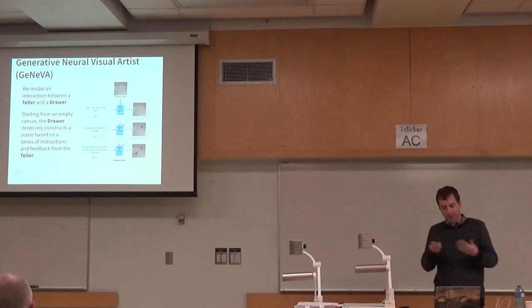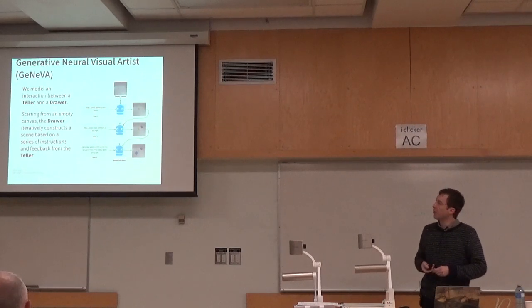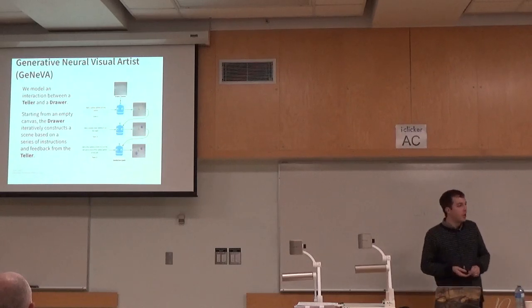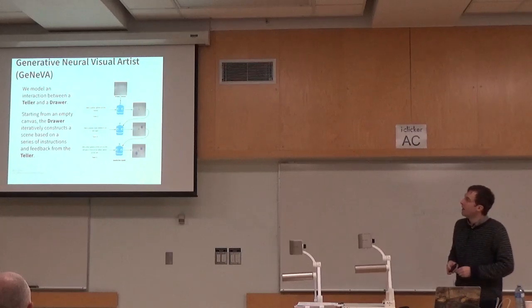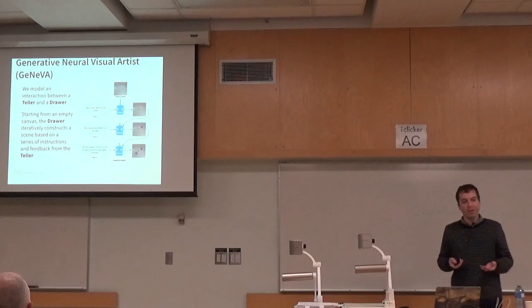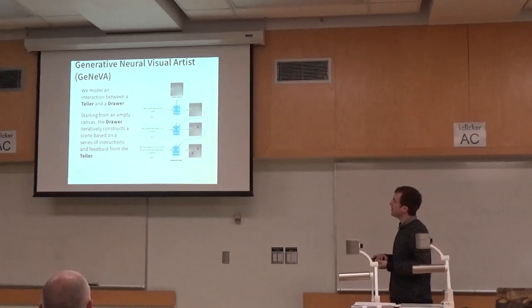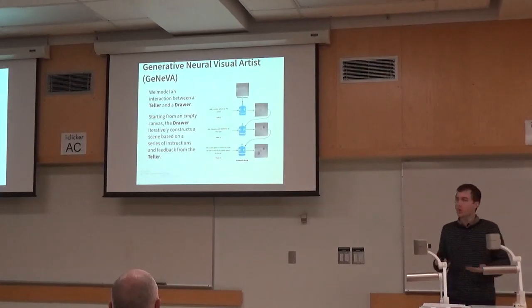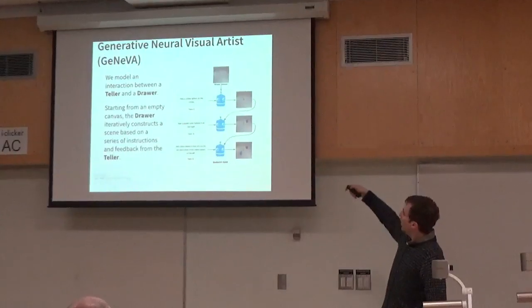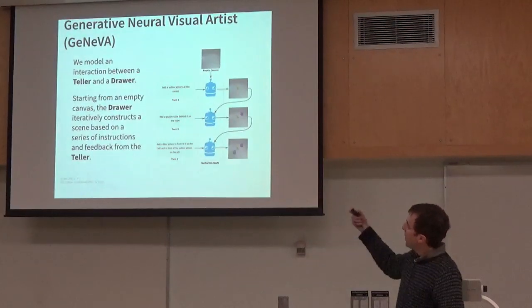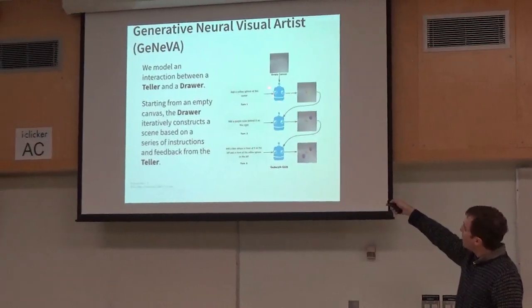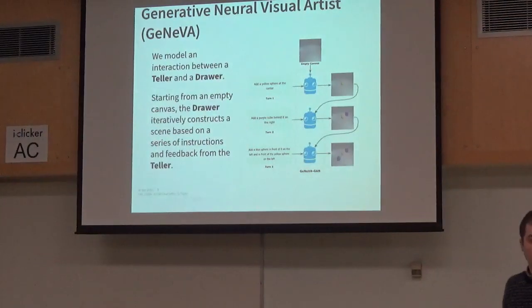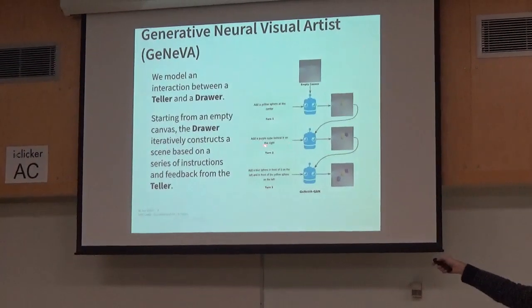So this brings us to the task that we're proposing in this work, which we call the Generative Neuro-Visual Artist, or GeNeVA. We model this interaction between a teller and a drawer. The idea is that the teller gives a series of instructions to the drawer. For example, we start with an empty canvas, and the teller says, at turn one, add a yellow sphere at the center, and the drawer creates a yellow sphere on the canvas.